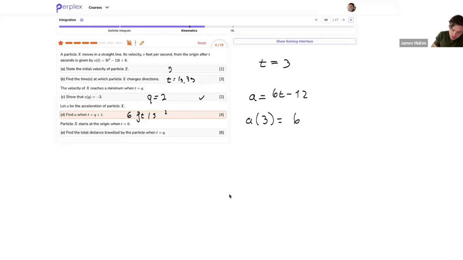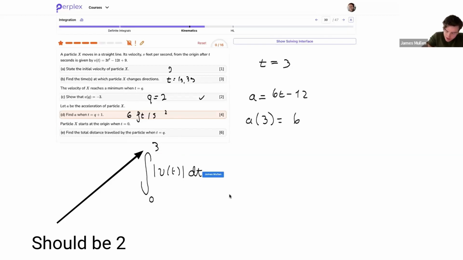All right. Now, in part E, we want to find the total distance traveled by the particle when t is equal to q. So we want to find the integral. Remember, the distance is the integral of the absolute value of v of t from t is equal to 0 up to q, which is 3, dt. And we know the particle changes direction at 1 and 3.